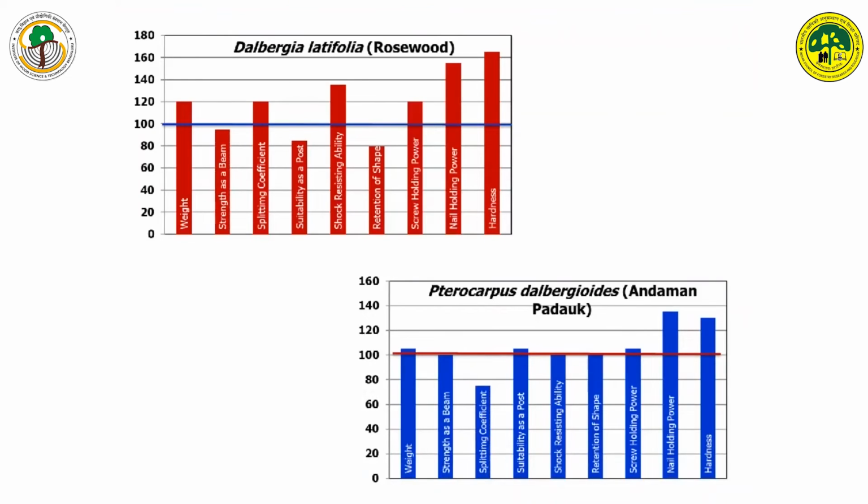These are the graphs which show the variation in the different suitability indices. Like rosewood, we can see the bar is at 100. So many of those histogram bars are going above 100, which means these suitability indices for Dalbergia latifolia are better than teak. Similarly, this is for Andaman Padauk.